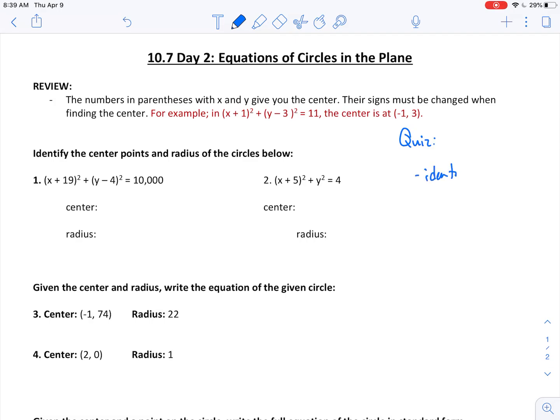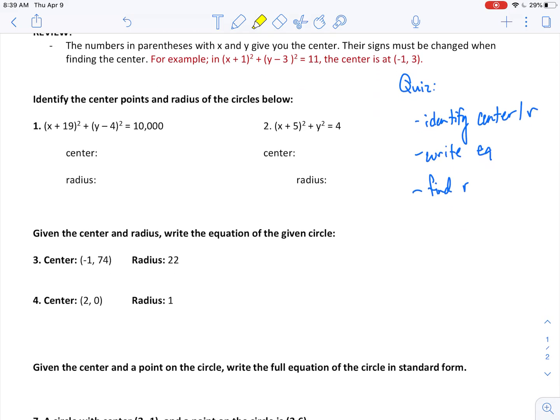Happy Thursday. We do have a quiz on SchoolNet today, and there are 3 things you really need to know. You need to know how to identify the center and the radius. You need to know how to write equations given the center and the radius, and you need to know how to find the radius and write the equation.